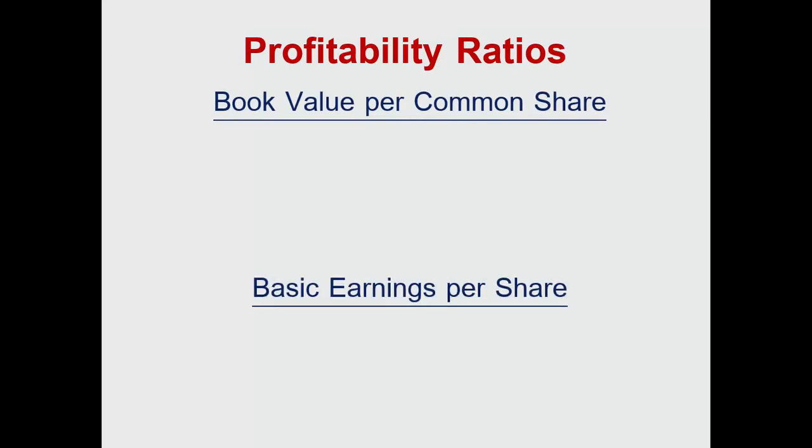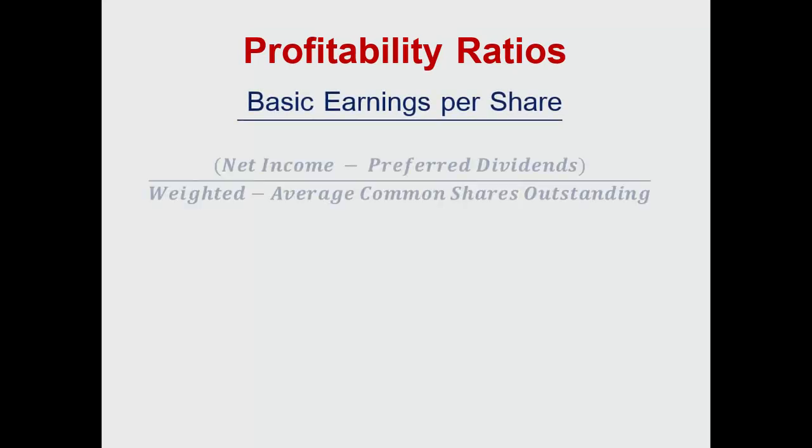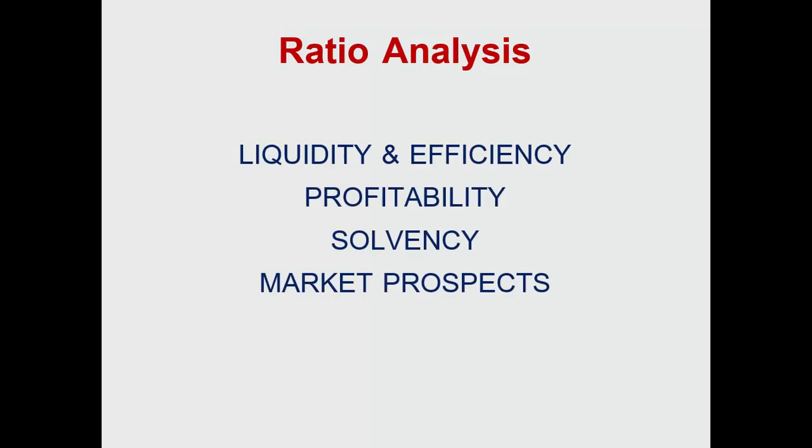Book value per common share, basic earnings per share. A couple more calculations for profitability, basic earnings per share. That bottom is a weighted average. Basic earnings per share, or EPS, is a profitability ratio that will be used when we look at the last category, when we're looking at market activity.